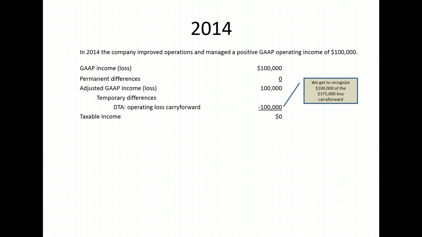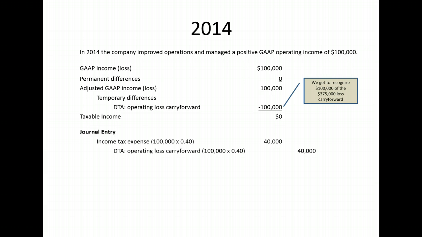Adjusted GAAP income is the basis of our income tax expense. Taxable income is the basis of our income tax payable. And then we deal with, in this particular case, the reduction of a deferred tax asset. So the journal entry is going to look pretty simple. Our income tax expense is $40,000. That's $100,000 of income multiplied by 40%.